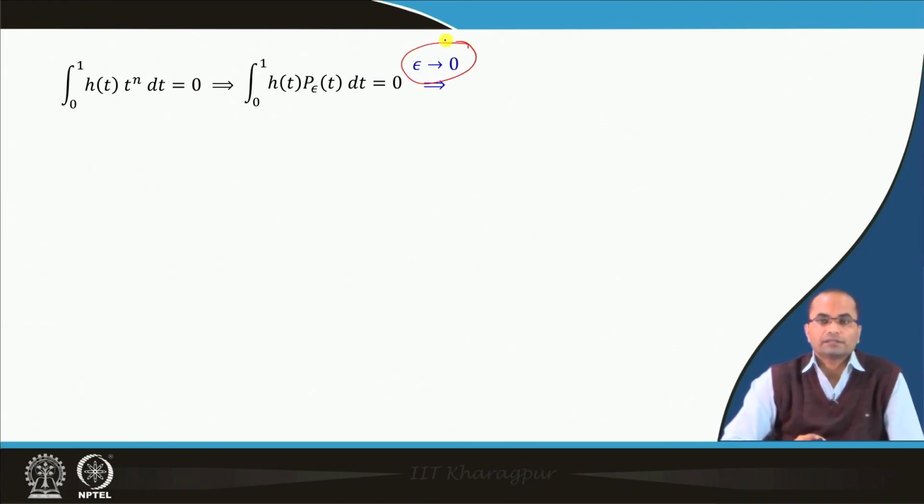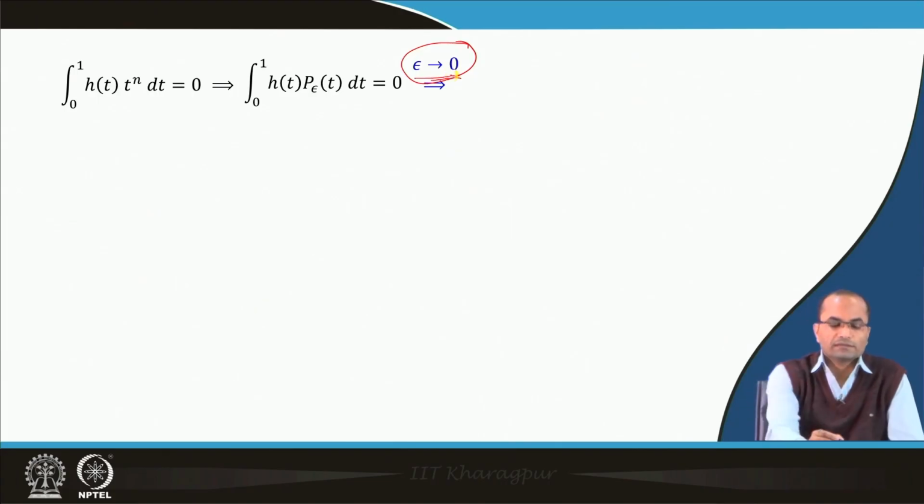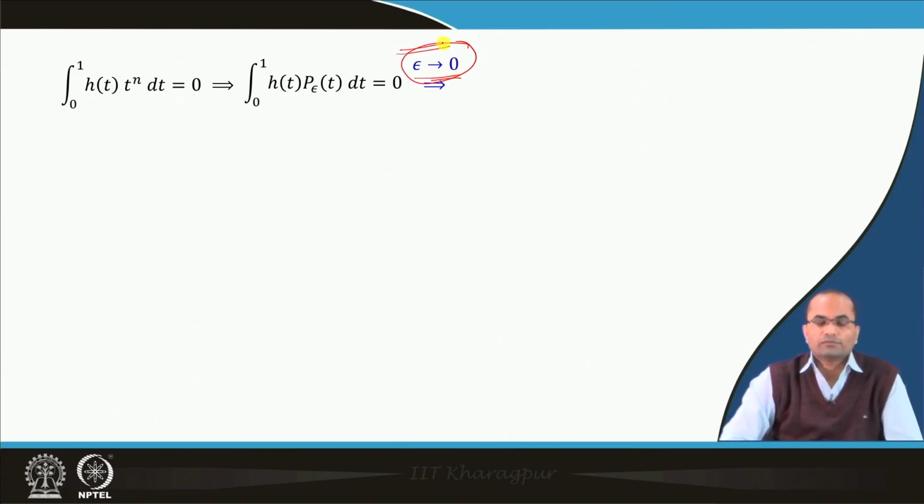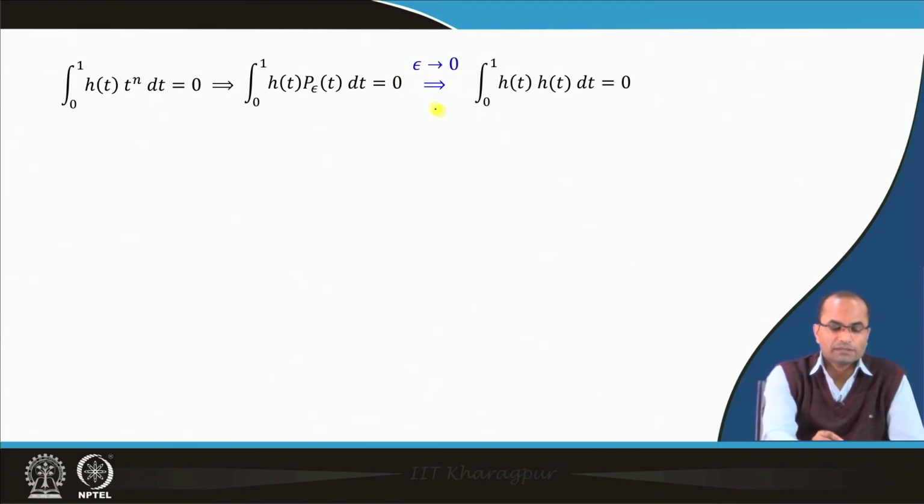Having this integral equal to 0, what can we now say if we take the limit epsilon goes to 0? This p epsilon, the polynomial which we are taking for the approximation of the function h t, will go very close to h t as we take smaller values of epsilon. In the limiting case, when epsilon goes to 0, this polynomial goes exactly to h t; it will meet with the graph of h t. That means the polynomial will converge to h t. That is the Weierstrass theorem.